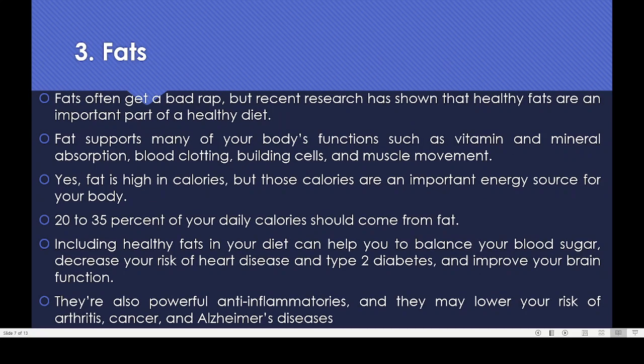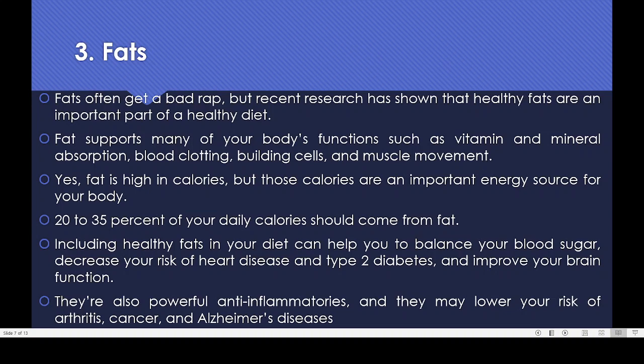Then the third type of nutrient is fat. The importance of fat is that fat is basically stored energy. Fat often gets a bad rap, and bad rap means bad reputation. But recent research has shown that healthier fats are important for a healthier diet. Fat supports many of your body's functions, such as vitamin and mineral absorption. That is an important function of fat. Blood clotting is another, then building cells and muscle movement.